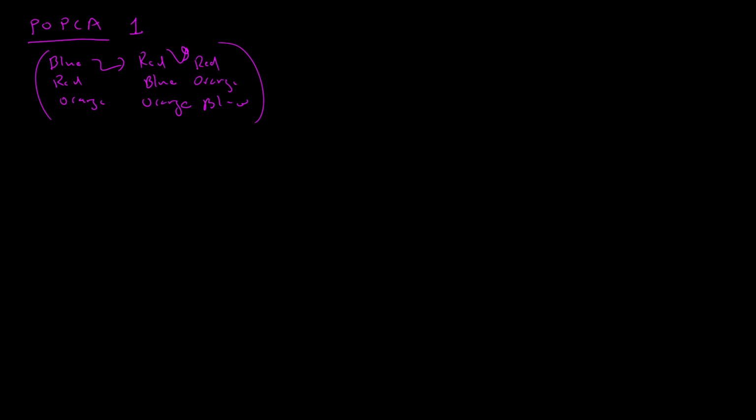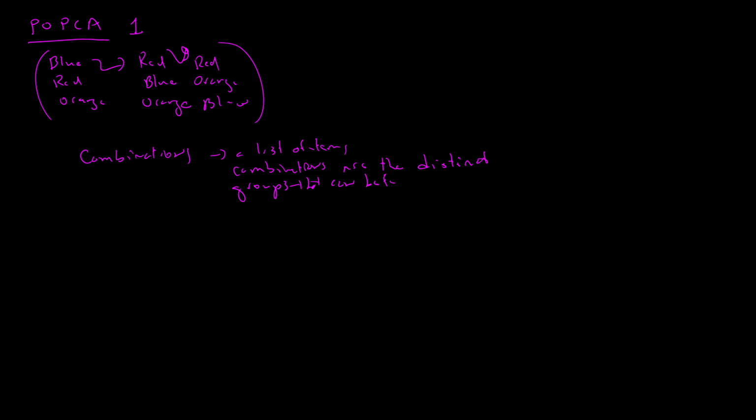And so what we're going to bring up is a new term called combination. And so combinations, given a list of items, are the distinct groups that can be formed where order does not matter. And it's the fact that order does not matter that makes combinations work.